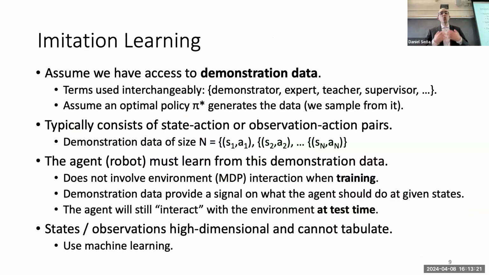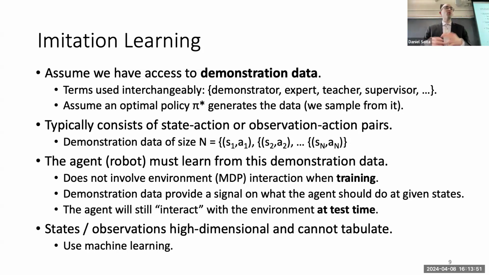So that brings us to imitation learning. Imitation learning assumes that we have access to demonstration data. When you look at imitation learning, you'll see many different terms used interchangeably, like demonstrator, expert, teacher, or supervisor. All of these are synonyms: they're things that can generate data for you.